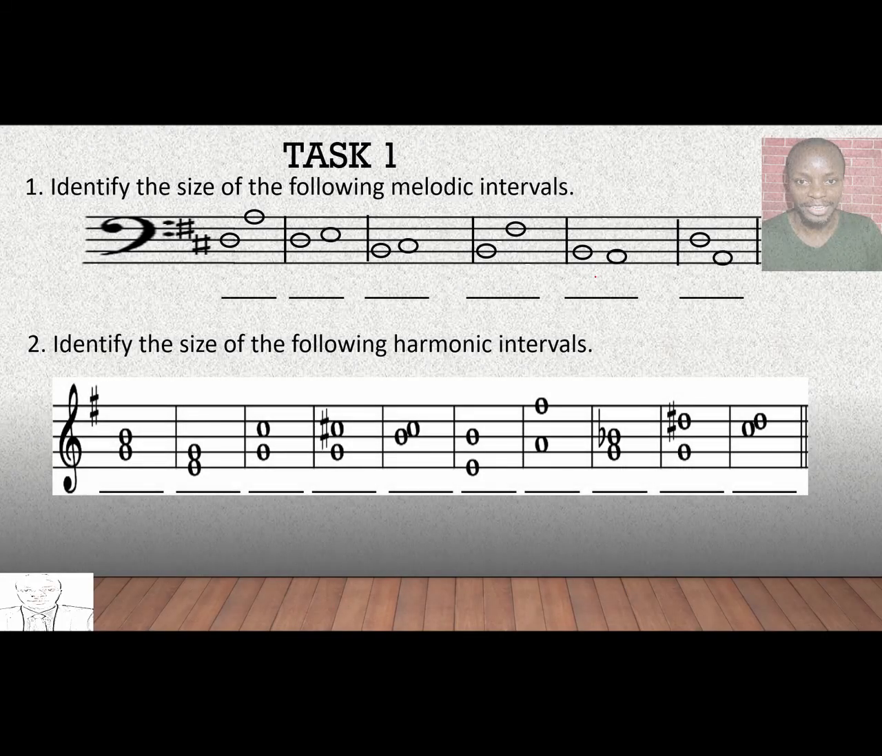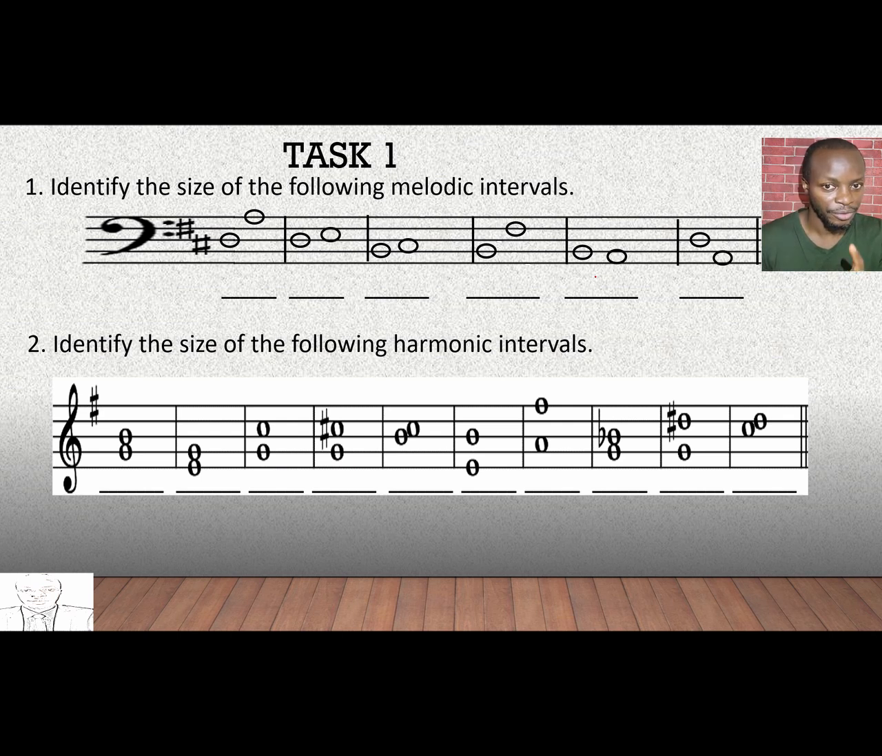Now you have a task before you. Answer the questions and put the correct answers in the comment section. To answer these questions, let's try to attempt them together. So the first task says, identify the size of the following melodic intervals. It's a melodic interval, and we're not going to talk about the specific interval, just the size. That's the number of pitches that exist between the two pitches.